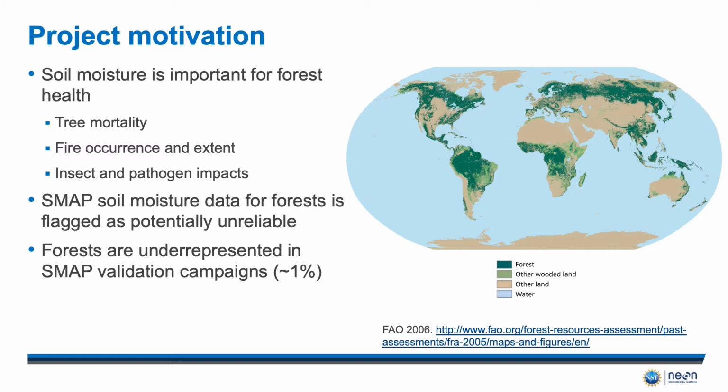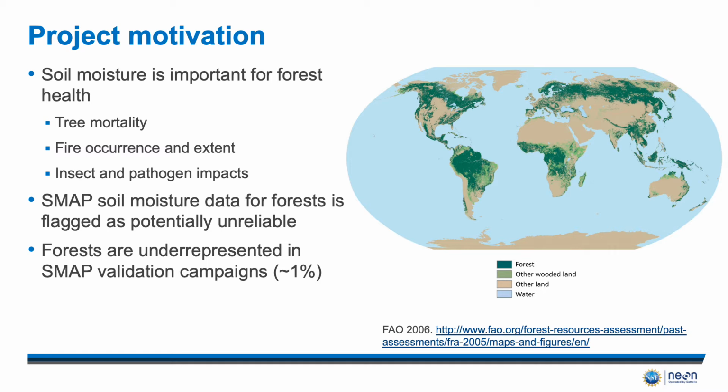So soil moisture is, of course, really important for forest health. So there's this need for regional to global scale soil moisture data from forests. But with SMAP being one of the major soil moisture data providers, the SMAP soil moisture data for forests is all flagged as potentially unreliable due to interference from the water content of the plant canopy interfering with the satellite's measurements. In addition to that, forests have also been very underrepresented in previous SMAP validation campaigns.